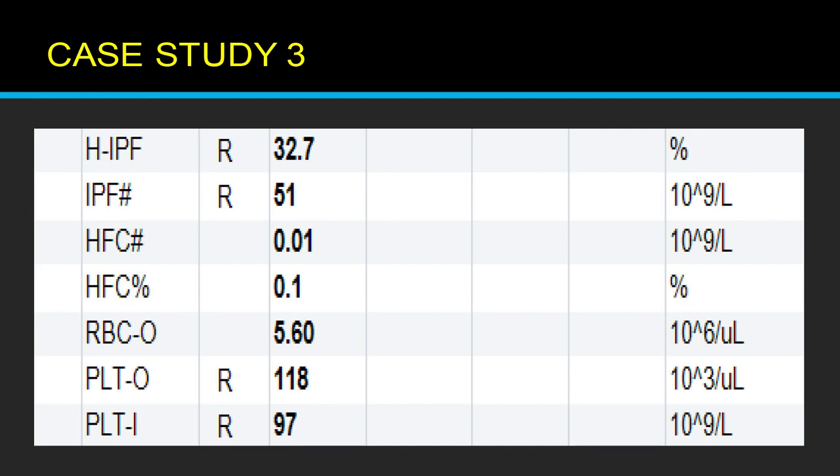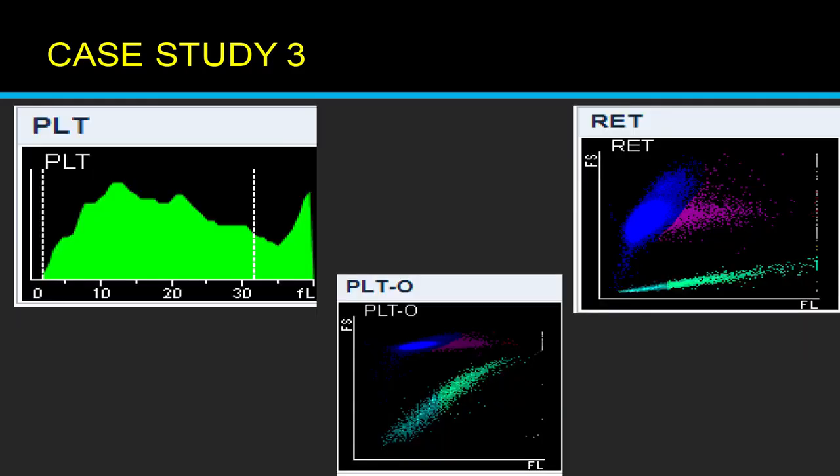And even the high fluorescence IPF is pretty high, 32.7%. In our setting, our normal range for high fluorescence IPF was up to about 3%. So this is the scatter plot. You can see that the platelet histogram is all over the place. And the IPF again constitutes nearly 70-75% of the whole area. There is a strong green scatter plot out there in the red scatter plot. So chronic ITP can continue to have high IPF values irrespective of the platelet counts.